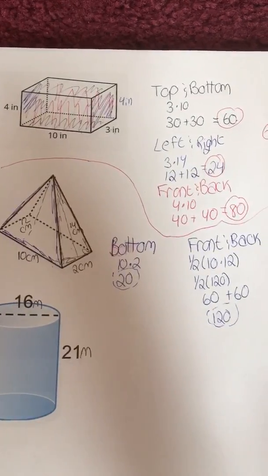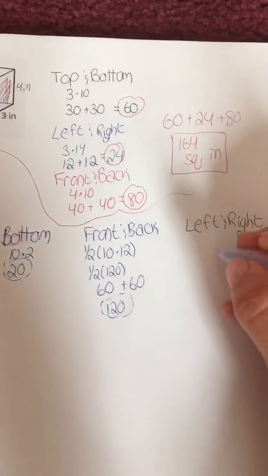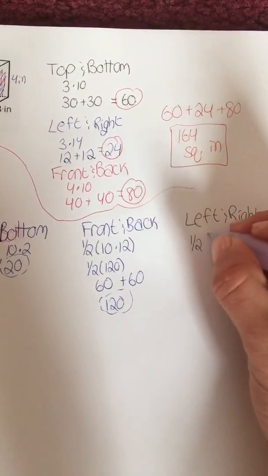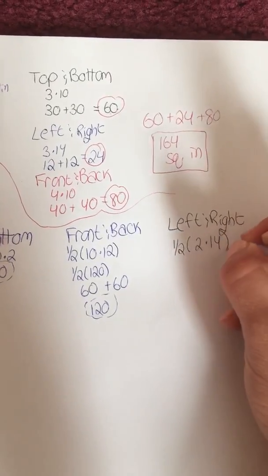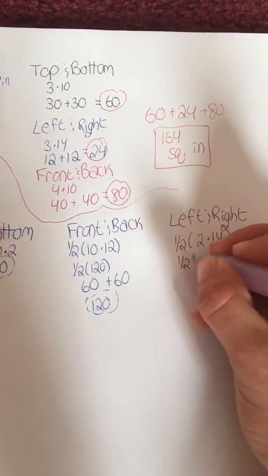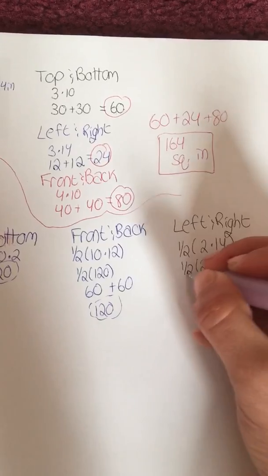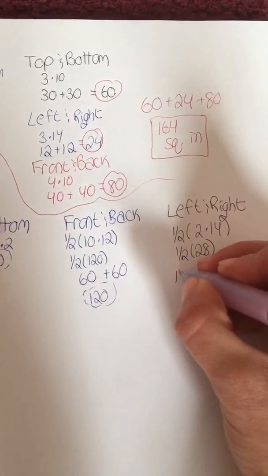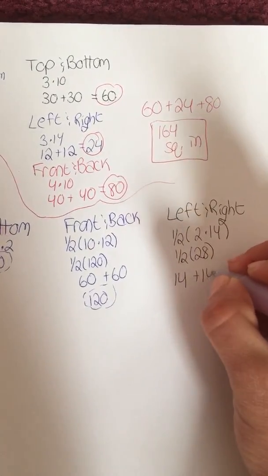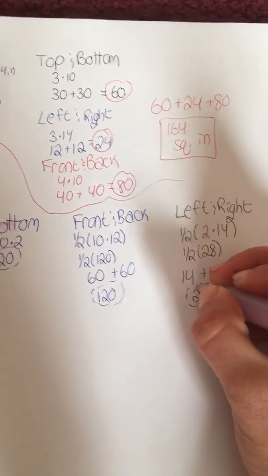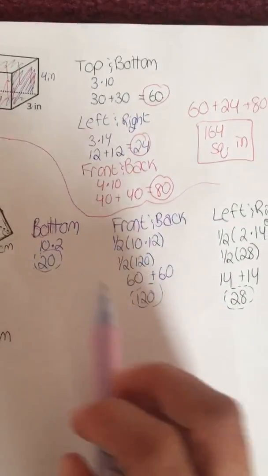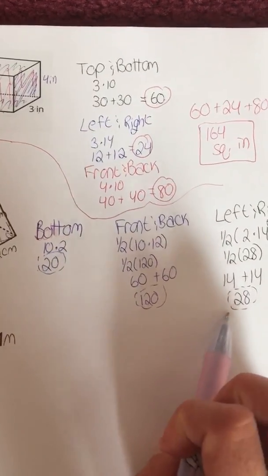They have a base of 2 and a height of 14. Again, they're triangles, so the formula is half base times height. So half of 2 times 14 for each one, which would be half of 28, which is 14. So you have 14 on the left, 14 on the right, gives you a total of 28 for the left and right surfaces.